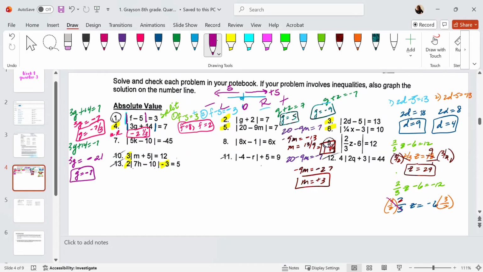So this part cancels. Z is now by itself. There's a 1 right there. Do you see the negative 3 and the 2 becomes a negative 3 over 1? Negative 3 times 3 is negative 9. Does that make sense?